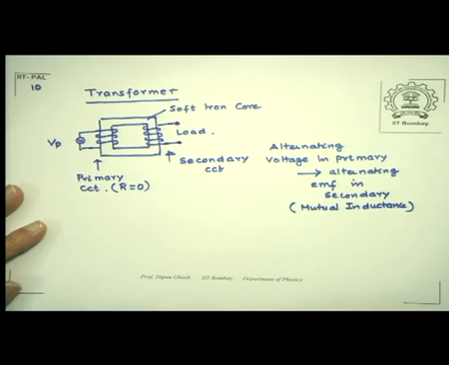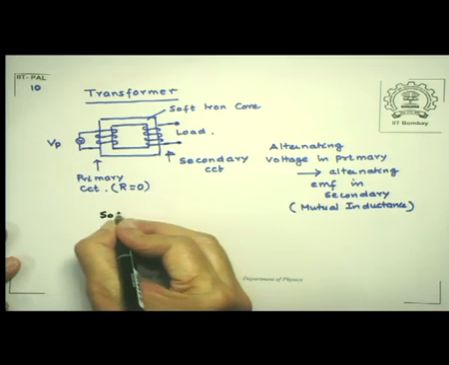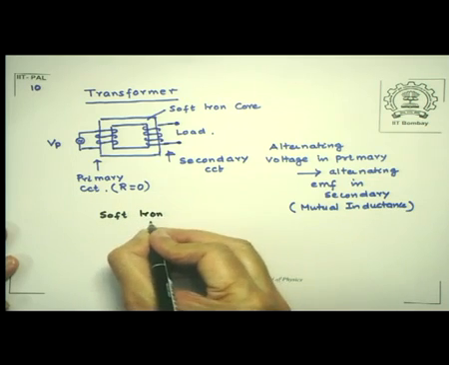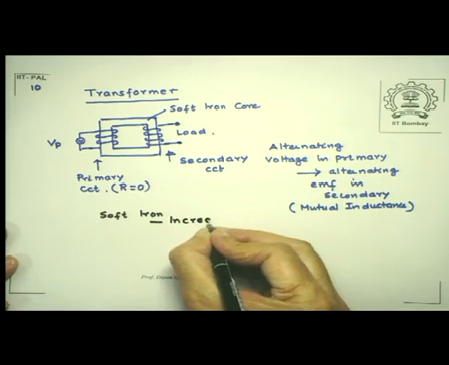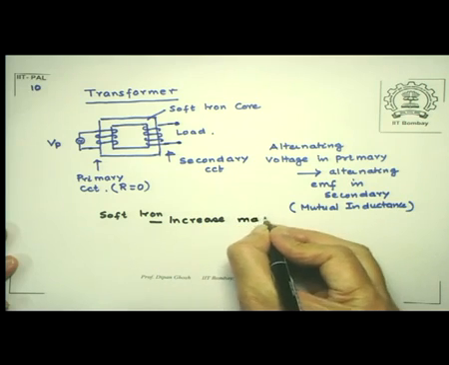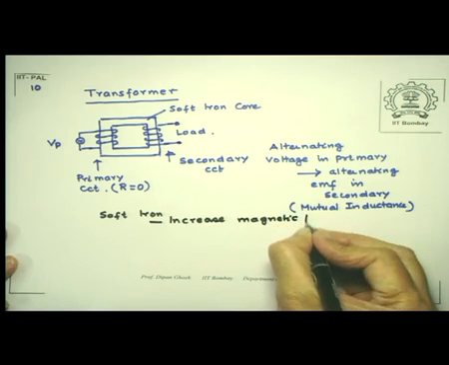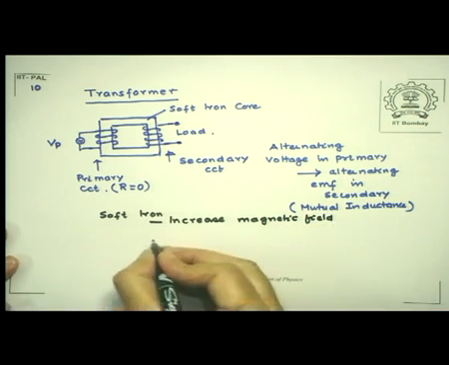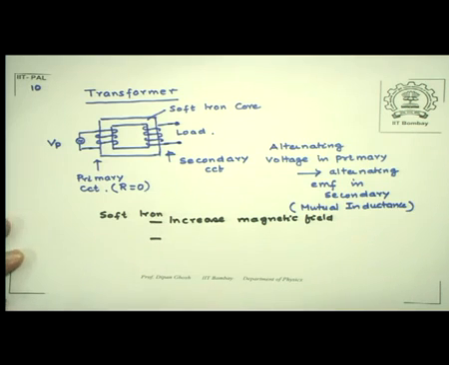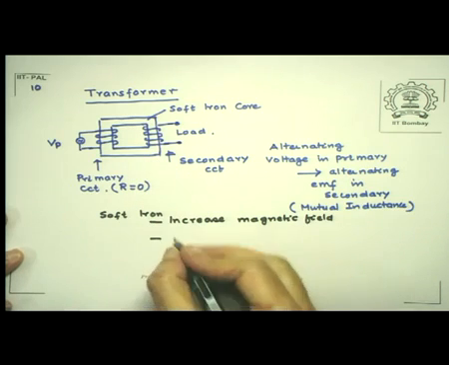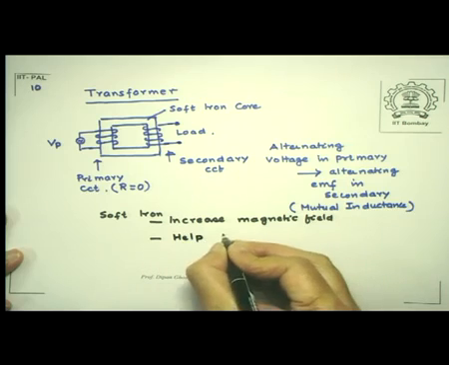The role of the soft iron core is actually twofold. One is it will increase the strength of the magnetic field produced by the primary current. So the soft iron core is increasing the magnetic field strength. The second thing that it does is to help link the flux in the secondary circuit and make sure that it is linked to each turn. It helps flux linkage.